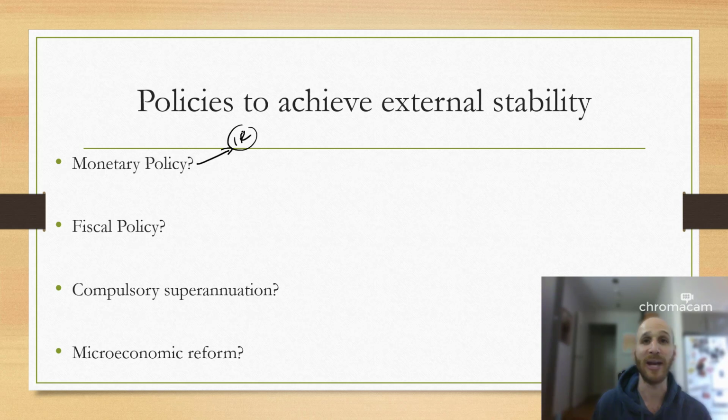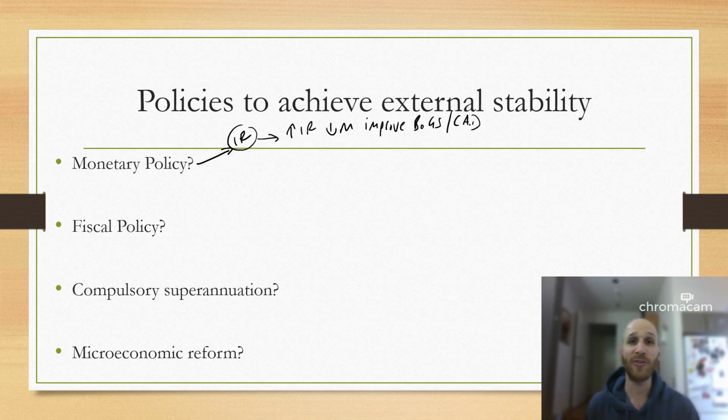Monetary policy being the use of the cash rate by the RBA. So monetary policy could be an option because higher interest rates could result in fewer imports, which could then improve BOGS and the current account deficit. So that would hopefully be positive. So this would be a positive for external stability. But there's an issue here.